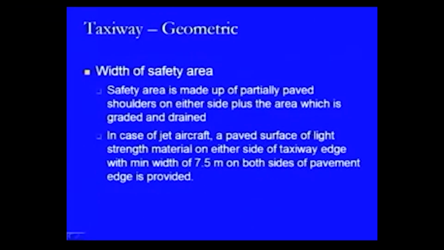In case of the jet aircraft, a paved surface of light strength material on either side of the taxiway edge with a minimum width of 7.5 meters is to be provided on both sides of the pavement edge. Therefore, whatever is the width of the taxiway lane, defined as varying between 7.5 meters and 23 meters, on the side of that 23 meter taxiway lane, we can provide 7.5 meters on one side and 7.5 meters on the other side. That means 15 meters more, and that is what becomes the overall safety area.